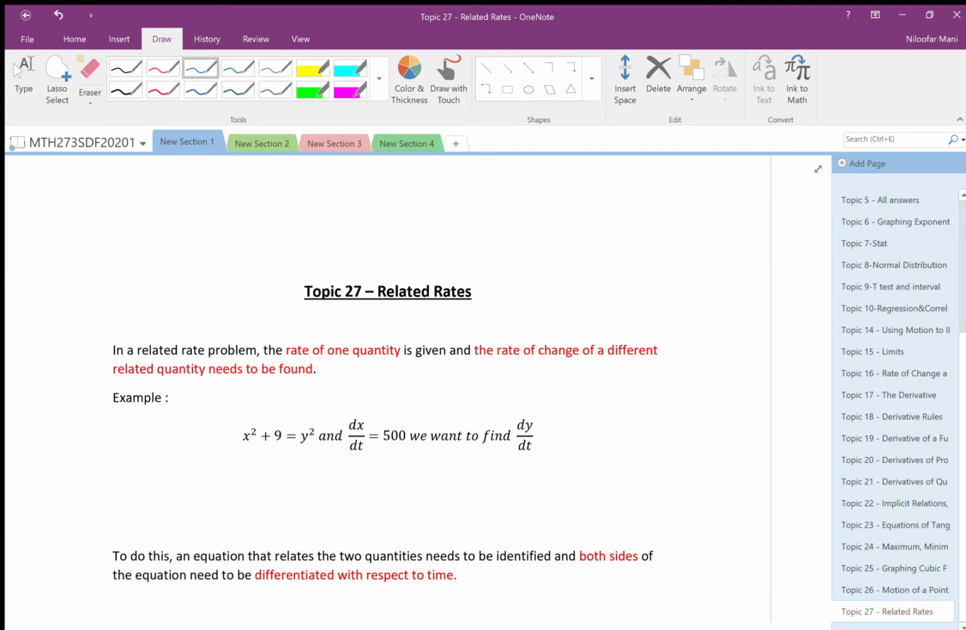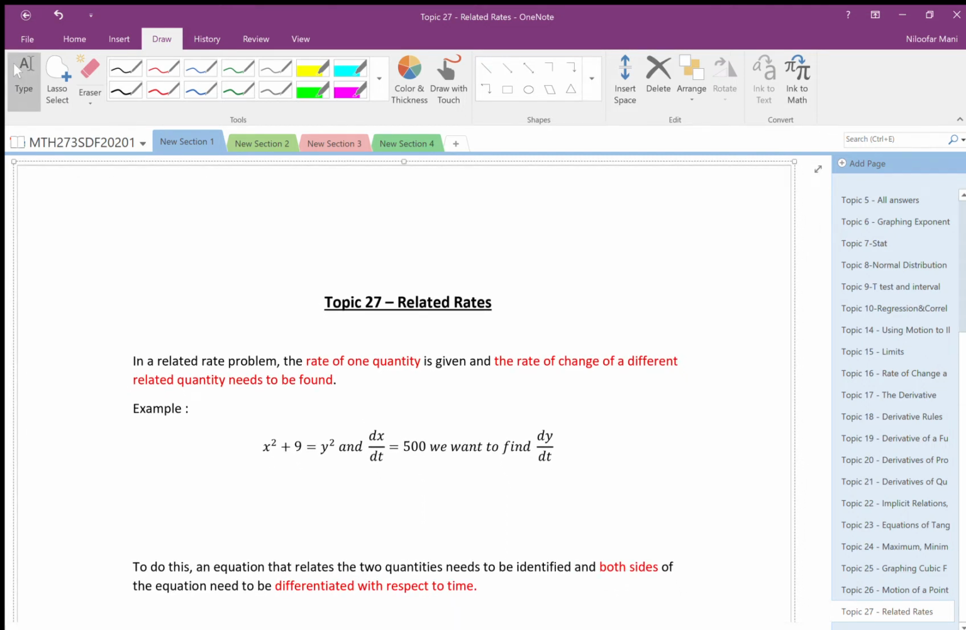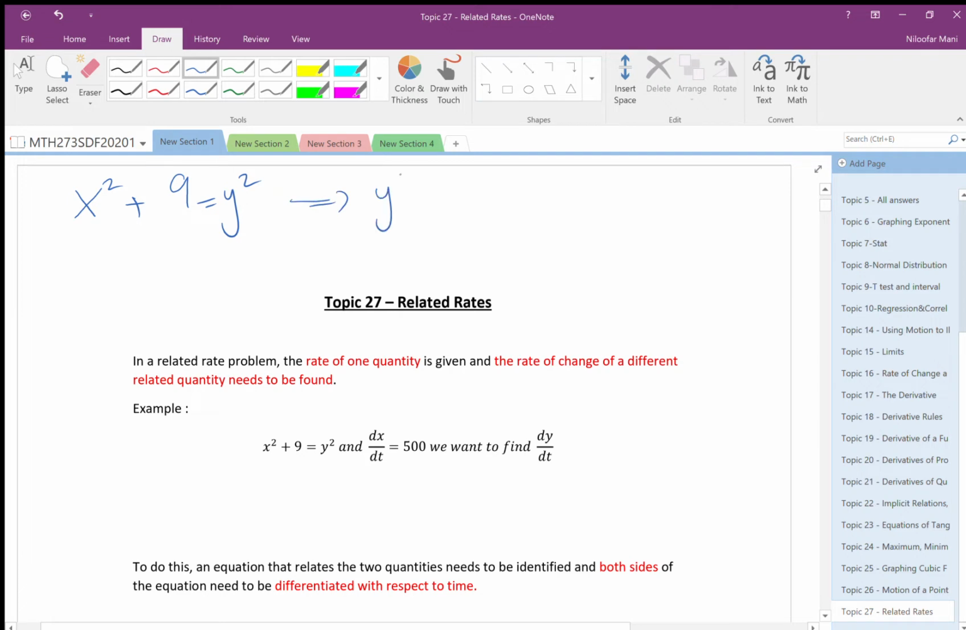See, for example, we used to have x squared plus 9 equal y squared, and then I said, okay, find y prime. This was implicit. I told you you don't start from y prime equal, no, that's topic 22. So I told you to do the derivative of both sides. For the derivative of the left side, you used to do just 2x. For the derivative of the right side, 2y y prime.